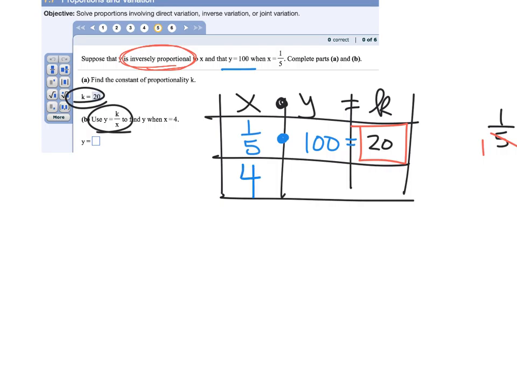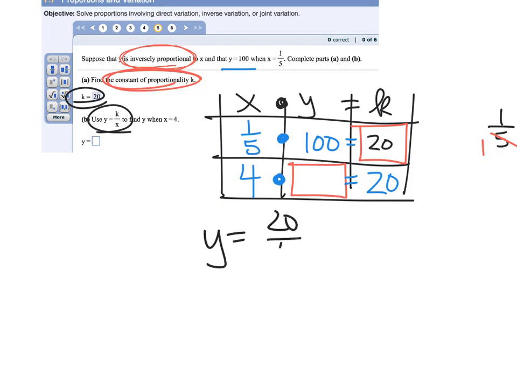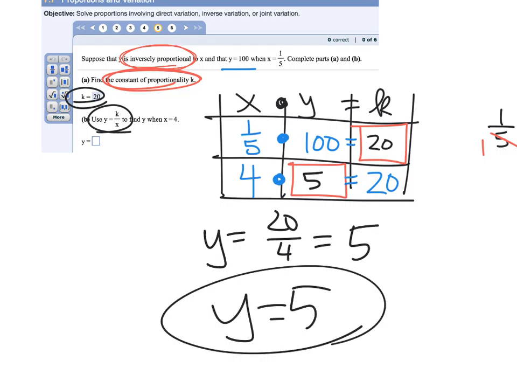So we know that x is equal to 4. We're supposed to figure out what y is, but we know that k is 20, right? K is still 20, because once you've figured out what k is, it's always going to be that same value because it is the constant of proportionality. Well, if x is 4, we don't know what y is, but k is 20, well, that means y is going to be 20 divided by 4, which is 5. So y is equal to 5.